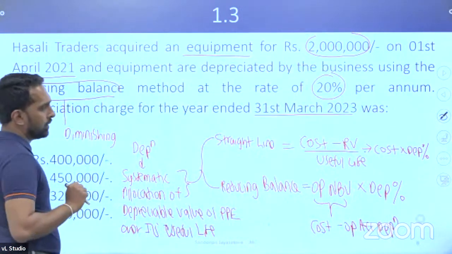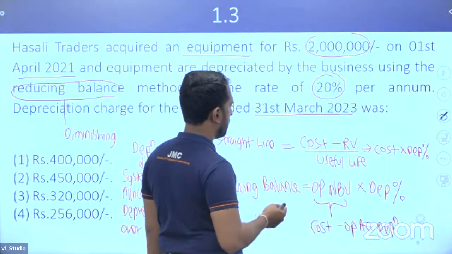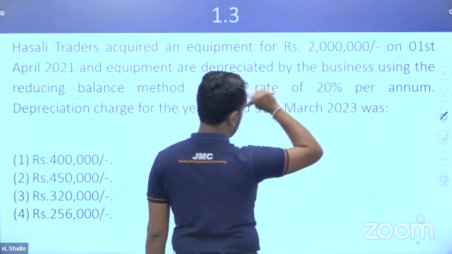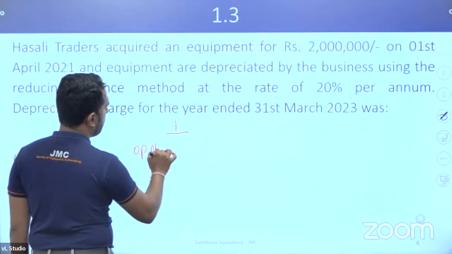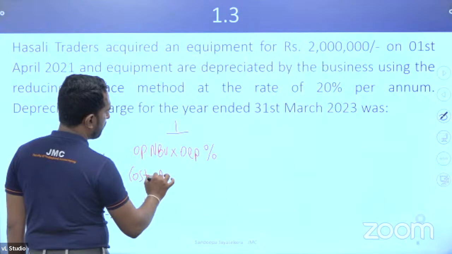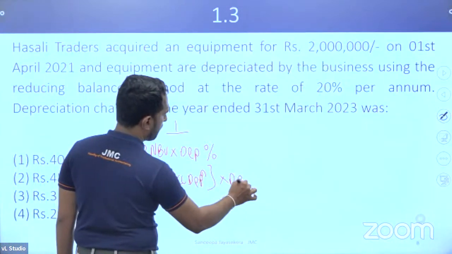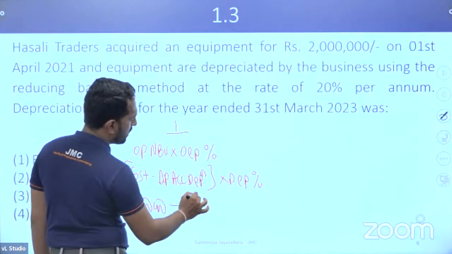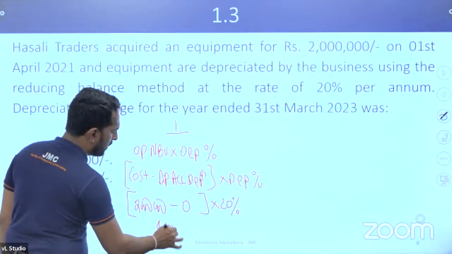If you want, you can take a screenshot or whatever. Okay, let me do the calculation. I'm going to erase this one. Right, so let us do the calculation. First of all, let me calculate the first year depreciation. You know the formula: opening net book value into depreciation rate. Opening net book value is your cost less opening accumulated depreciation, into depreciation rate. So the cost of the asset is 2 million. We don't have opening accumulated depreciation at the beginning. Into depreciation rate of 20%. So the first year depreciation is 400,000.